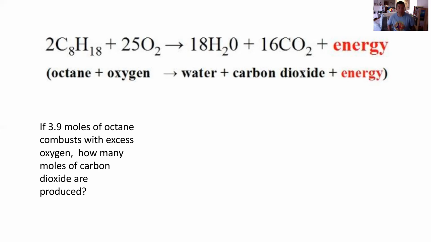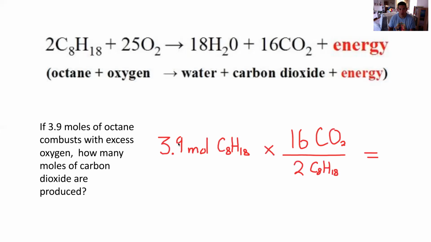All right, so here's our question. If 3.9 moles of octane combust with excess oxygen, as much oxygen as we need, how many moles of carbon dioxide are produced? All right, so we want to take our given information, the 3.9 moles of C8H18, that's octane, and we want to multiply it by a mole fraction.